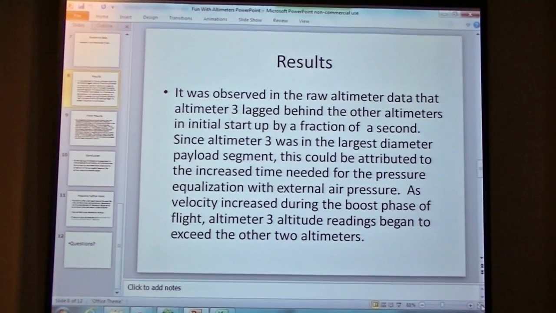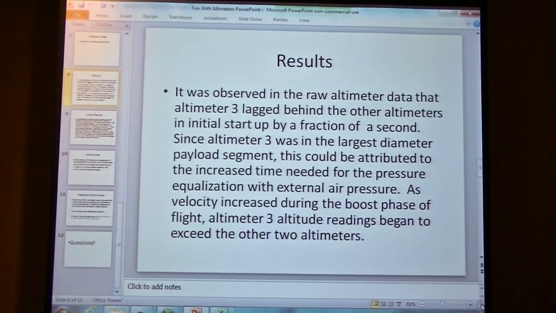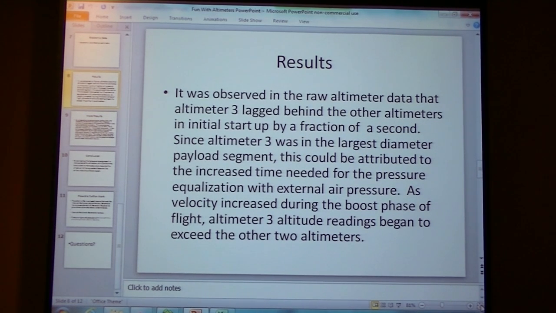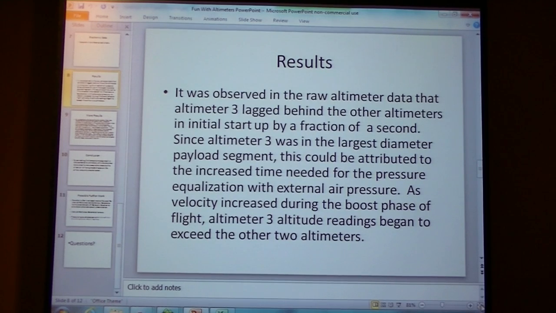The raw altimeter data about altimeter 3, which is the center altimeter, the one in the big part, lagged behind the other altimeters, so it was just following temporally, time-wise, behind them. And in initial startup by a fraction of a second, since altimeter 3 was the largest diameter payload segment, this could be attributed to the increase in time needed for the pressure equalization for external air pressure. So even though I have a lot more holes on there, that's still a much larger chamber, and probably just took longer for that vent as it started off. That meant the altimeter started reporting a little bit late. So this is the biggest thing I found out that you've got to correct for.